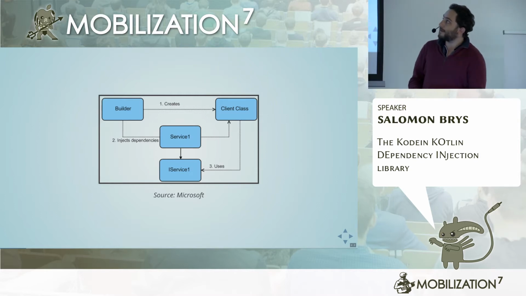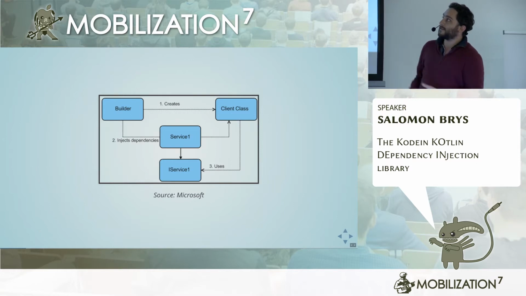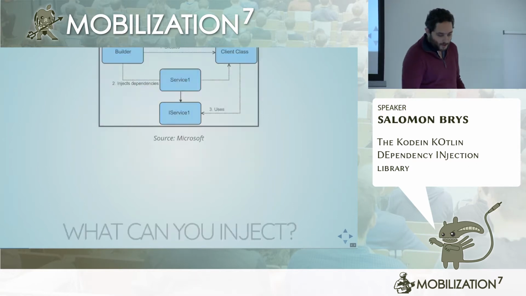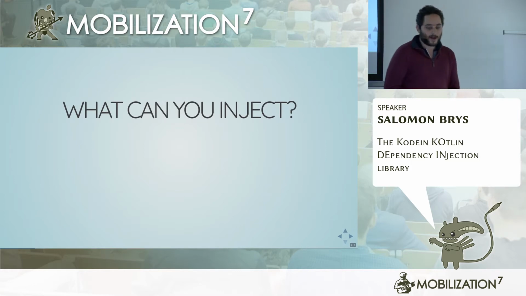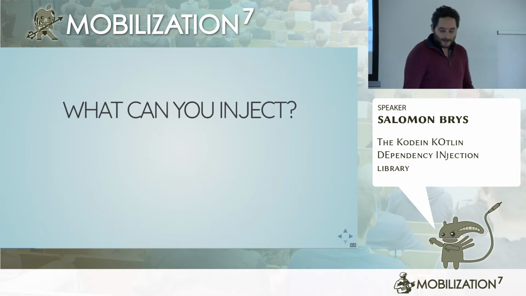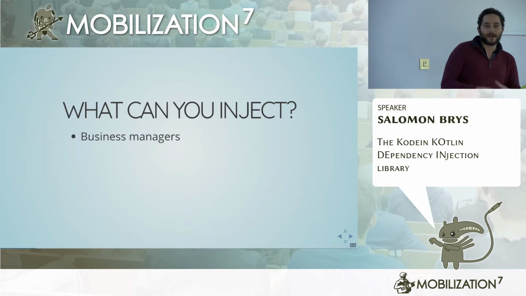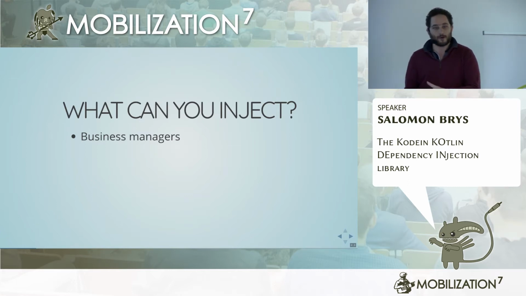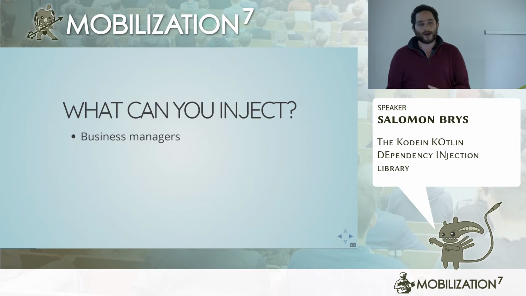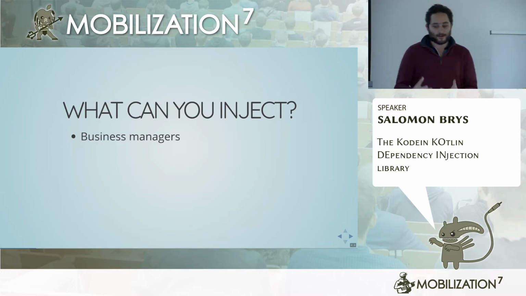So in this talk, when I'm talking about Kodein, which is the library that I'm going to introduce to you, I'm talking in this diagram of the builder. So what can you inject? Okay, the first and foremost thing that comes to mind is business managers, and that makes sense because business managers are different modules containing your business code. It interacts either with the UI or with the database or with the network, and it can and should be unit tested.